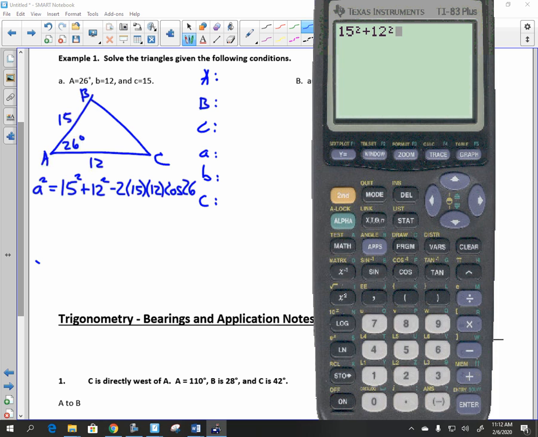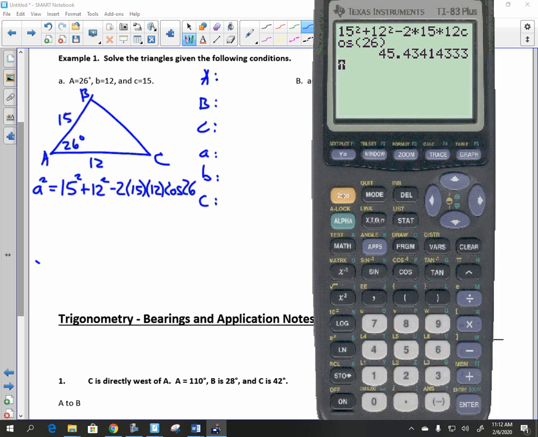So 15 squared plus 12 squared minus 2 times 15 times 12 times cosine of 26. Boom. Your calculator gets the order of operation. You just type it in, make sure you're working in degrees, and you press enter. 45 units. Agreed? No.